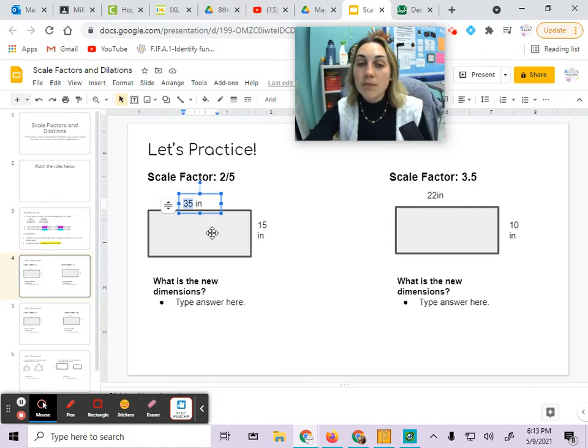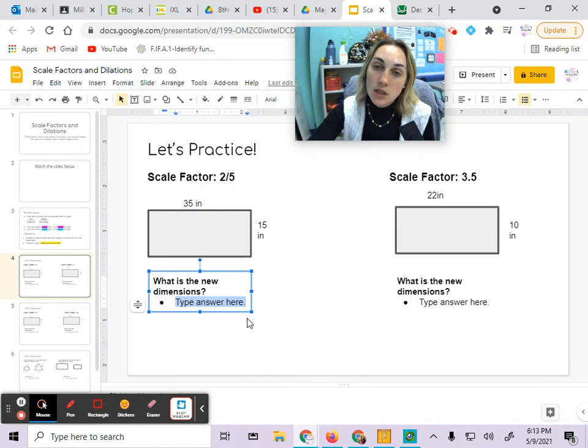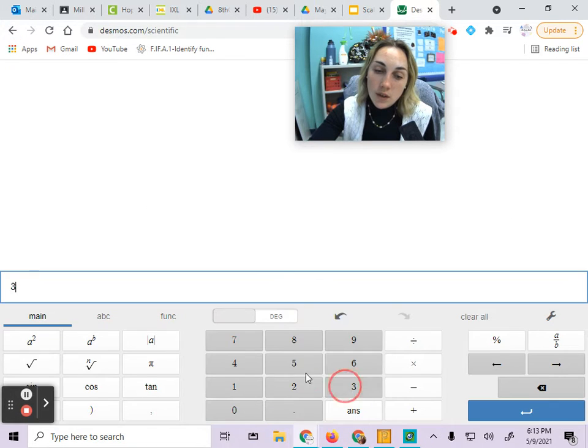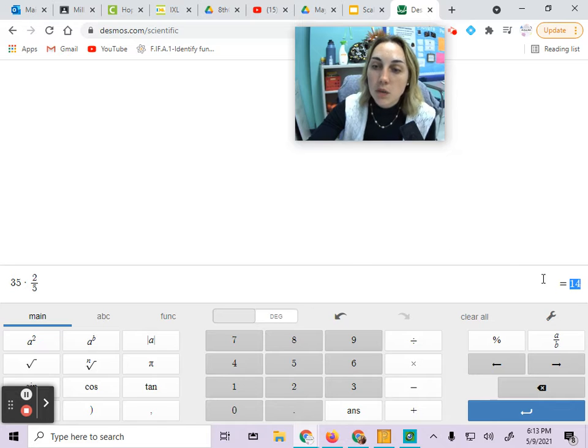We have 35, and we're going to multiply it by 2/5 in order to find the new dimensions. All right, so let's do that. All you have to do here is plug in 35 and then multiply it by 2/5, which is 2 divided by 5, and it'll give you the new figure right there.